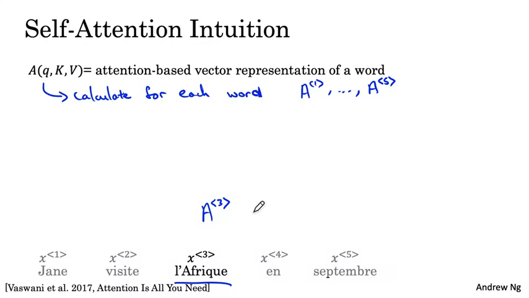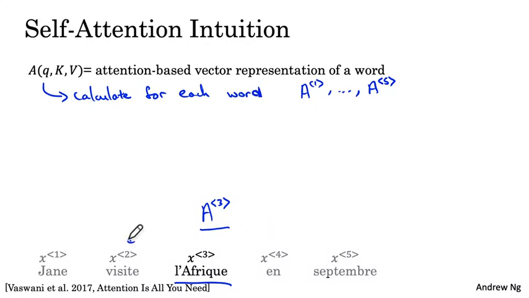Now, you learned previously about word embeddings, and so one way to represent l'Afrique would be to just look up the word embedding for l'Afrique. But depending on the context, are we thinking of l'Afrique or Africa as a site of historical interest, or as a holiday destination, or as the world's second largest continent? Depending on how you're thinking of l'Afrique, you may choose to represent it differently. And that's what this representation A3 will do.